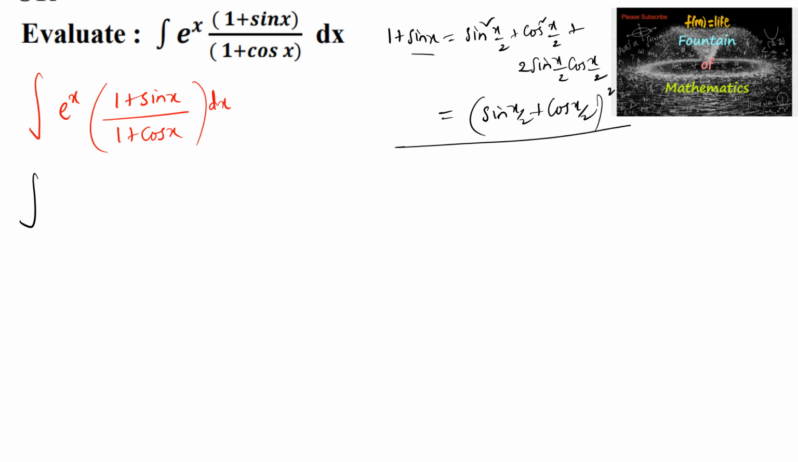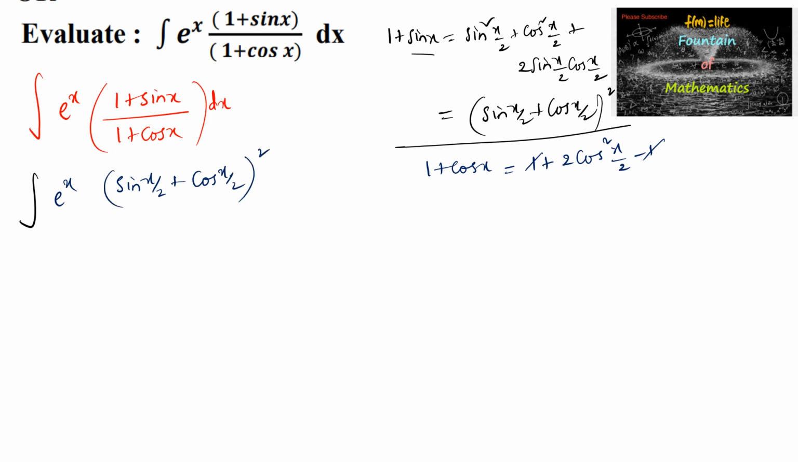And similarly, the denominator 1 plus cos x we can write as 1 plus 2 cos square x by 2 minus 1. So 1 plus cos x is 2 cos square x by 2. So let us write here e power x times sin x by 2 plus cos x by 2 whole square divided by 2 cos square x by 2.